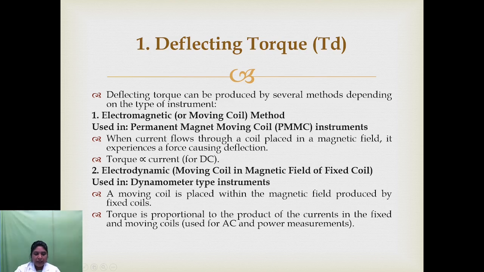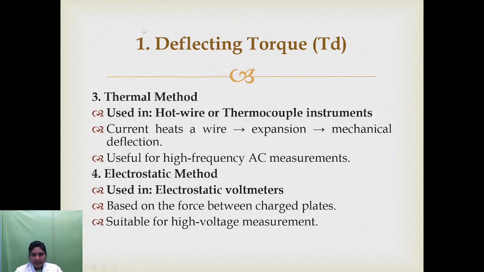The second effect is the thermal effect. Here we consider two categories: one is the moving coil type, and the other is the dynamometer type. That is, moving iron instruments and dynamometer type instruments. So next is the thermal method. In the thermal method, we use, for example, a thermocouple.